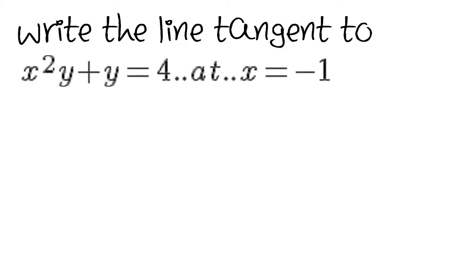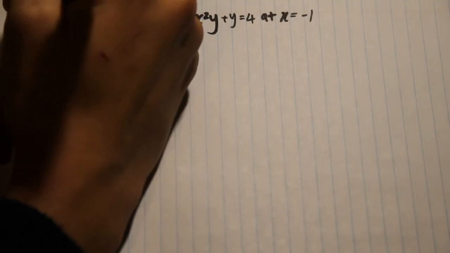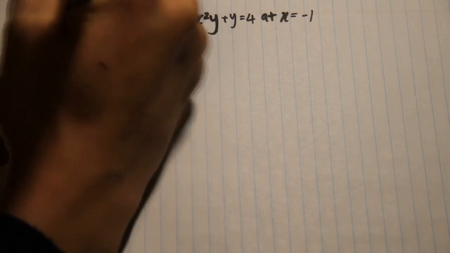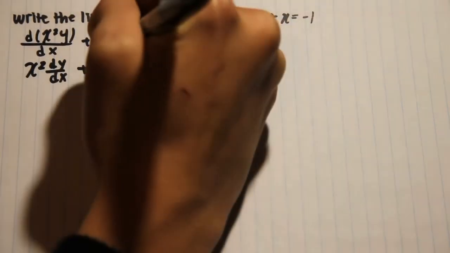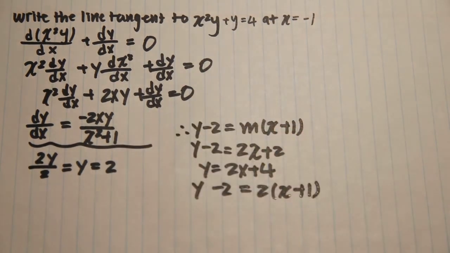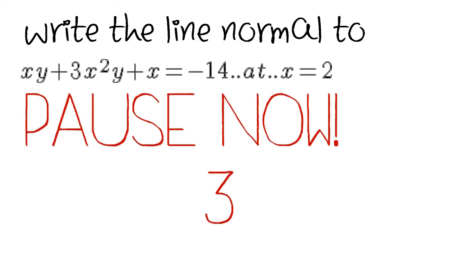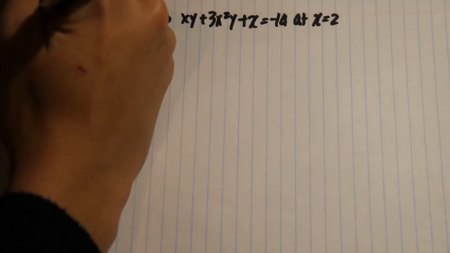Topic number 6, applications involving implicit differentiation. Question number 1. Write the line tangent to x squared y plus y equals 4 at x equals -1. That wasn't too easy, but here is the solution. Question number 2. Write the line normal to xy plus 3x squared y plus x equals -14 at x equals 2. Another solution time.